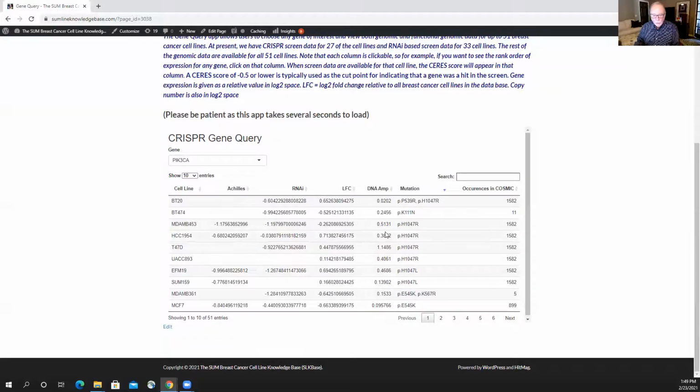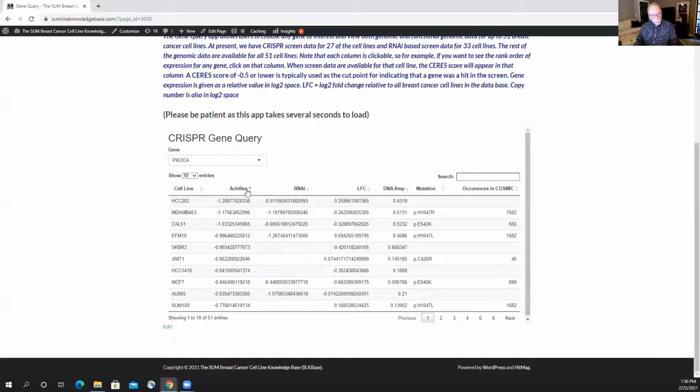In breast cancer cell lines where there is a point mutation, particularly the common ones, both the RNAi data and the CRISPR data show good essentiality associated with these point mutations. It's not perfect, but it's strong. And again, we'll have a separate blog analyzing these data coming up another time.